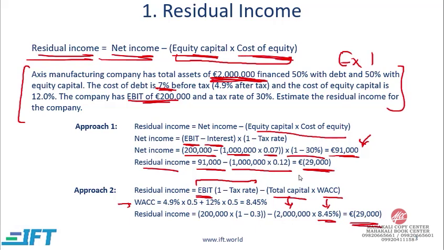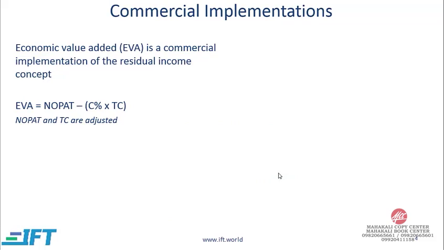You can either take the money available to shareholders, which is the net income, and then subtract the equity charge, or you can take the money available to all providers of capital and then subtract a charge that is based on the overall cost of capital.